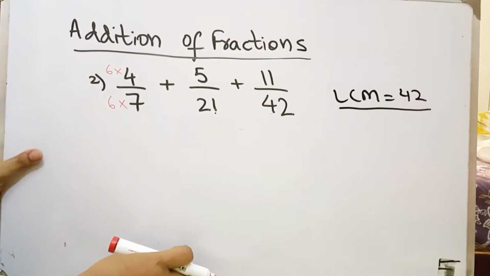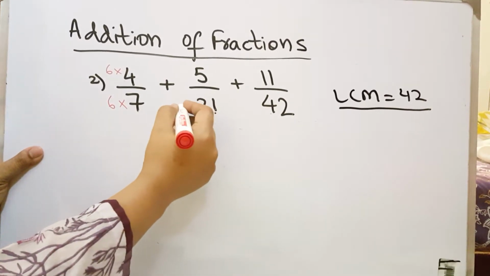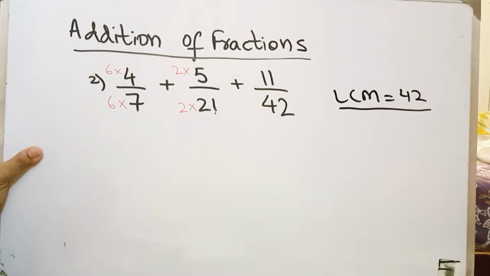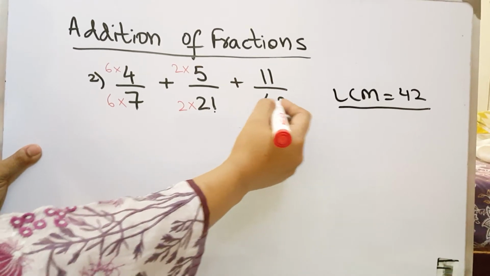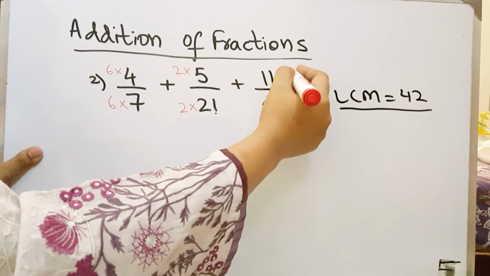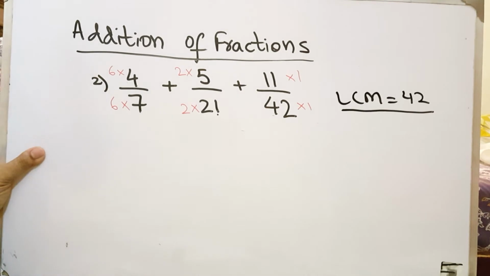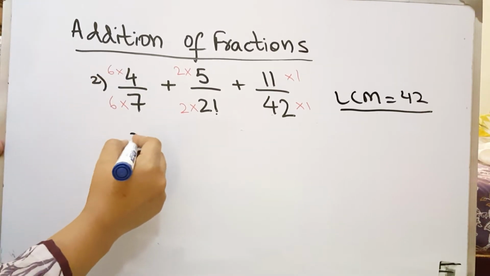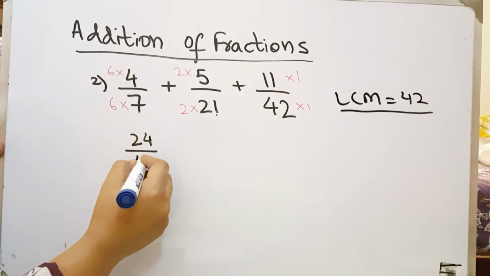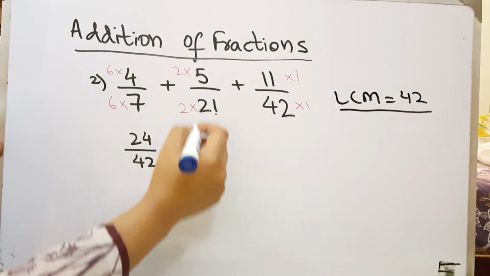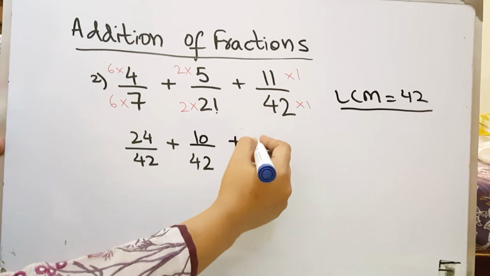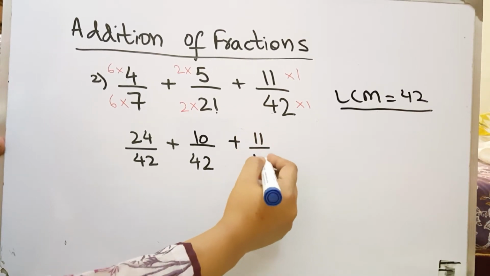Now how do you make 21 into 42? You multiply it by 2 to make it 42, and the same multiplier will be written in the numerator as well. Now it's already 42, so nothing to do over here. Just write times 1 and times 1 to show that we have checked for the multiplication as well. Now since we are done with the multiplication thing, let's multiply them all together now. 6 4s is 24 and 6 7s is 42, plus 5 2s is 10 and 21 2s is 42, plus 11 1s are 11 and 42 1s is 42.